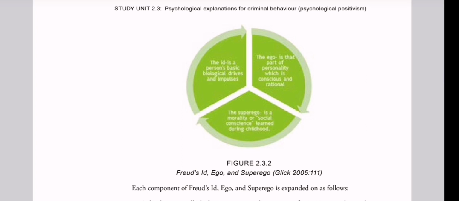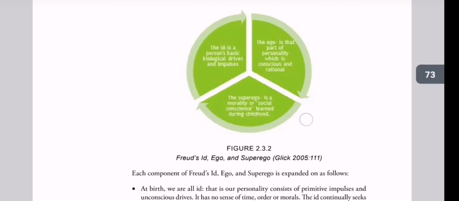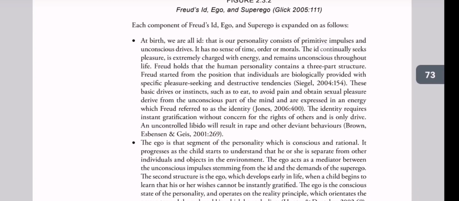Okay, we've got the figure here, 2.3.2, and then we move to birth. At birth, we are all id, that is, our personality consists of primitive impulses and unconscious drives. It has no sense of time, order, or morals. The id continually seeks pleasure, is extremely charged with energy, and remains unconscious throughout life.